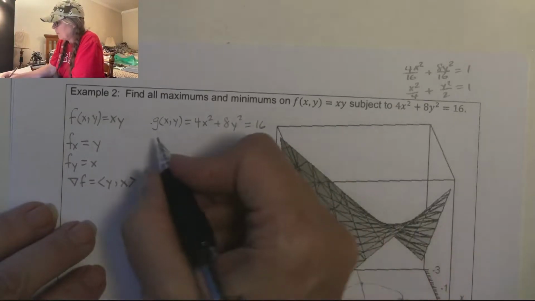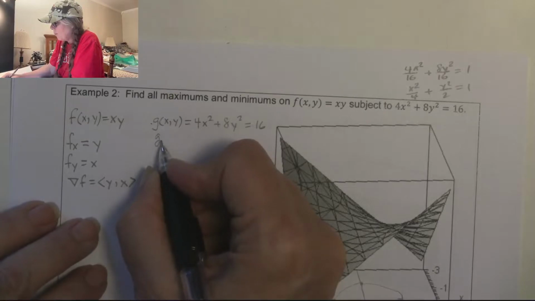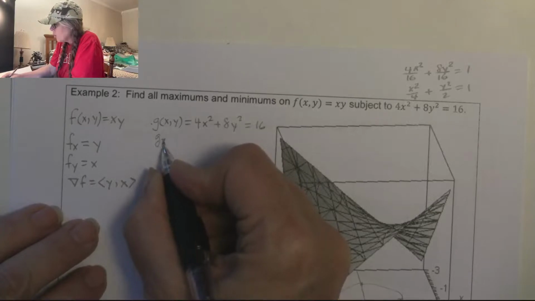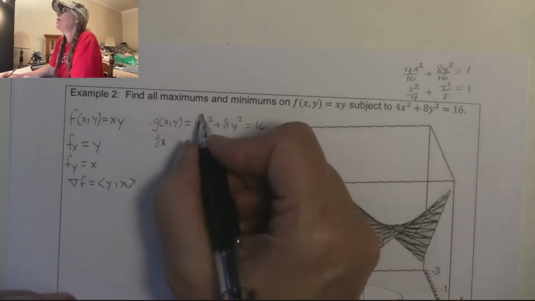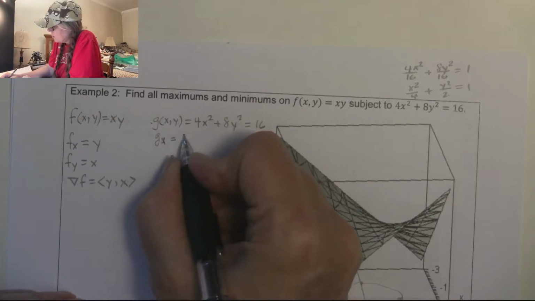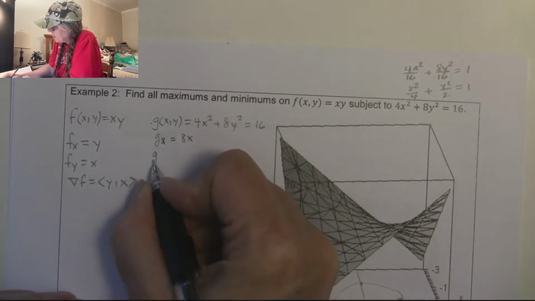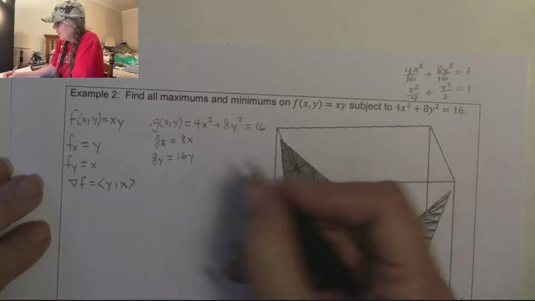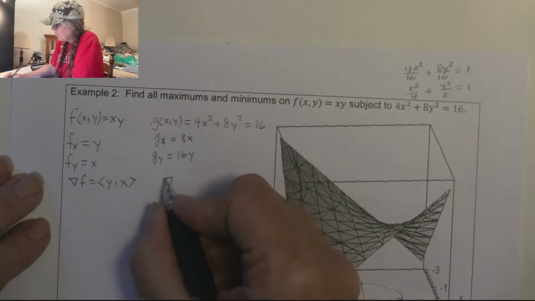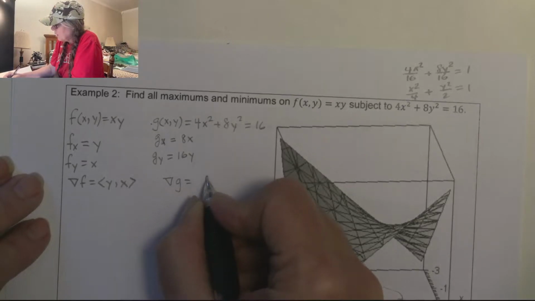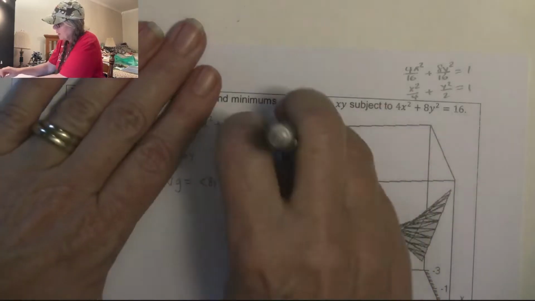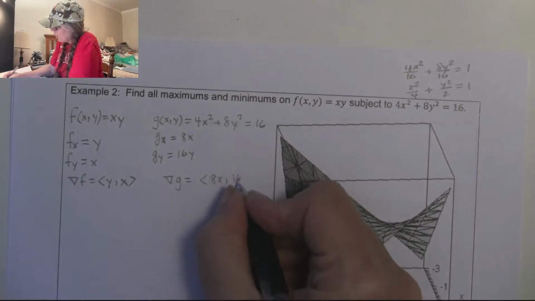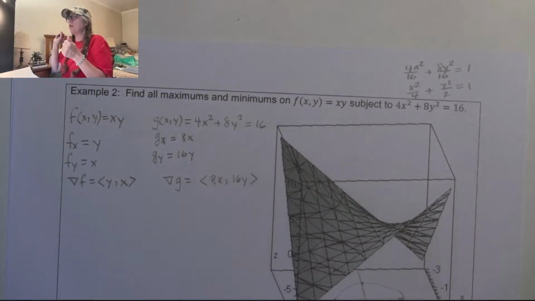And then I want to do the same here for my g. So the gradient, the partial with respect to x on g, which is nice. These are not too bad, 8x. And we've had some that have been really bad, but this one isn't too bad, 16y. Okay. And then this is our gradient of g, which is 8x, 16y.